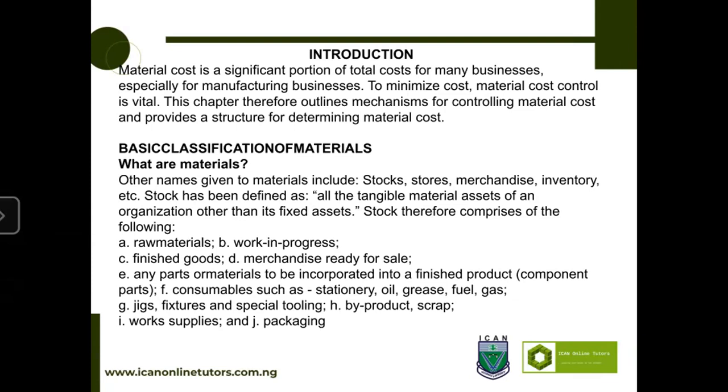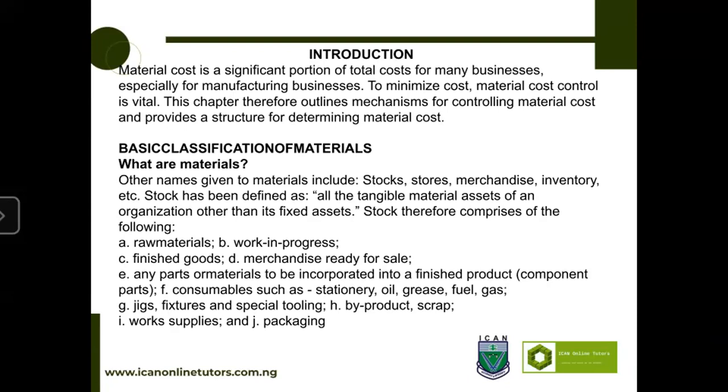When you purchase raw material in order to resell it, let's take those people who are selling flour or rice. They will procure raw rice, and after that, they sell it raw to some people who are going to cook it and use it to trade. That is what we call merchandise ready for sales. We also have any other component of the raw material that cannot be classified as finished goods or as a work in progress item, but you can classify it as other component of material.